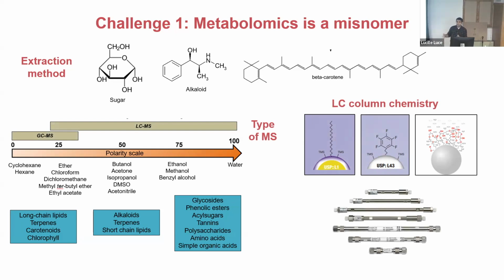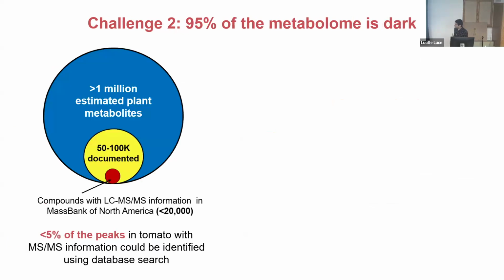So the first challenge here is when you are sampling the metabolome, you are getting only a small part of it. And even if you get a small part of it, when it comes to annotation, less than 5% of the peaks can be annotated.